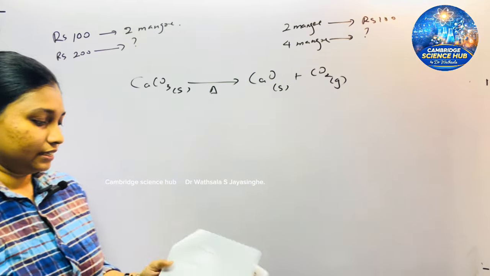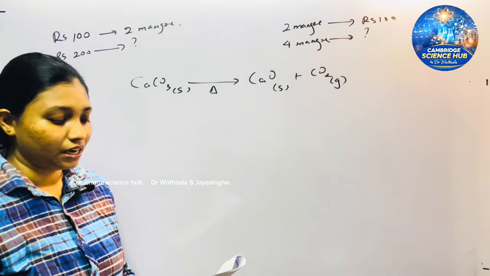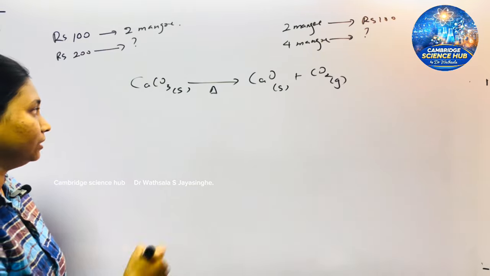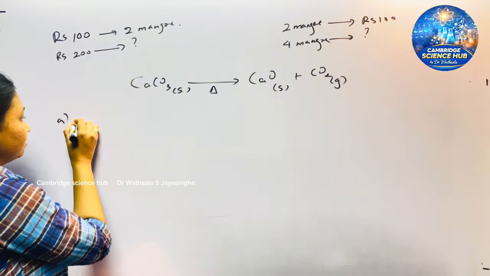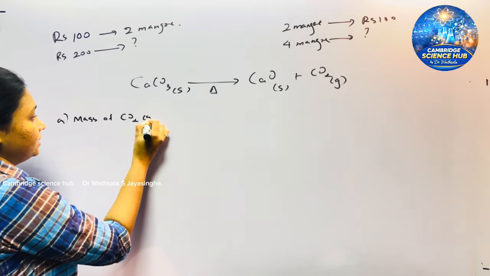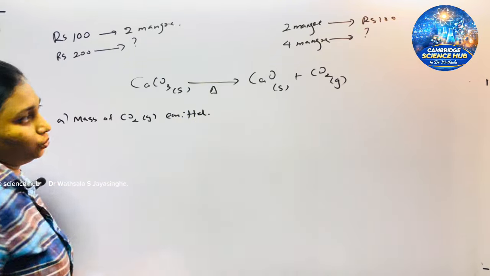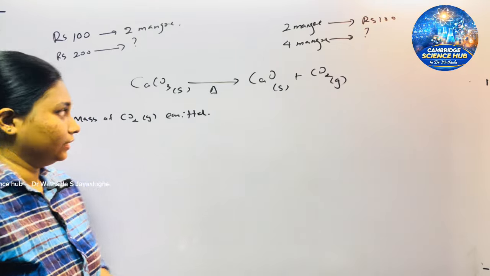And what they ask is the mass of carbon dioxide. As part A, they ask for the mass of carbon dioxide gas emitted. Okay, so now look at this.